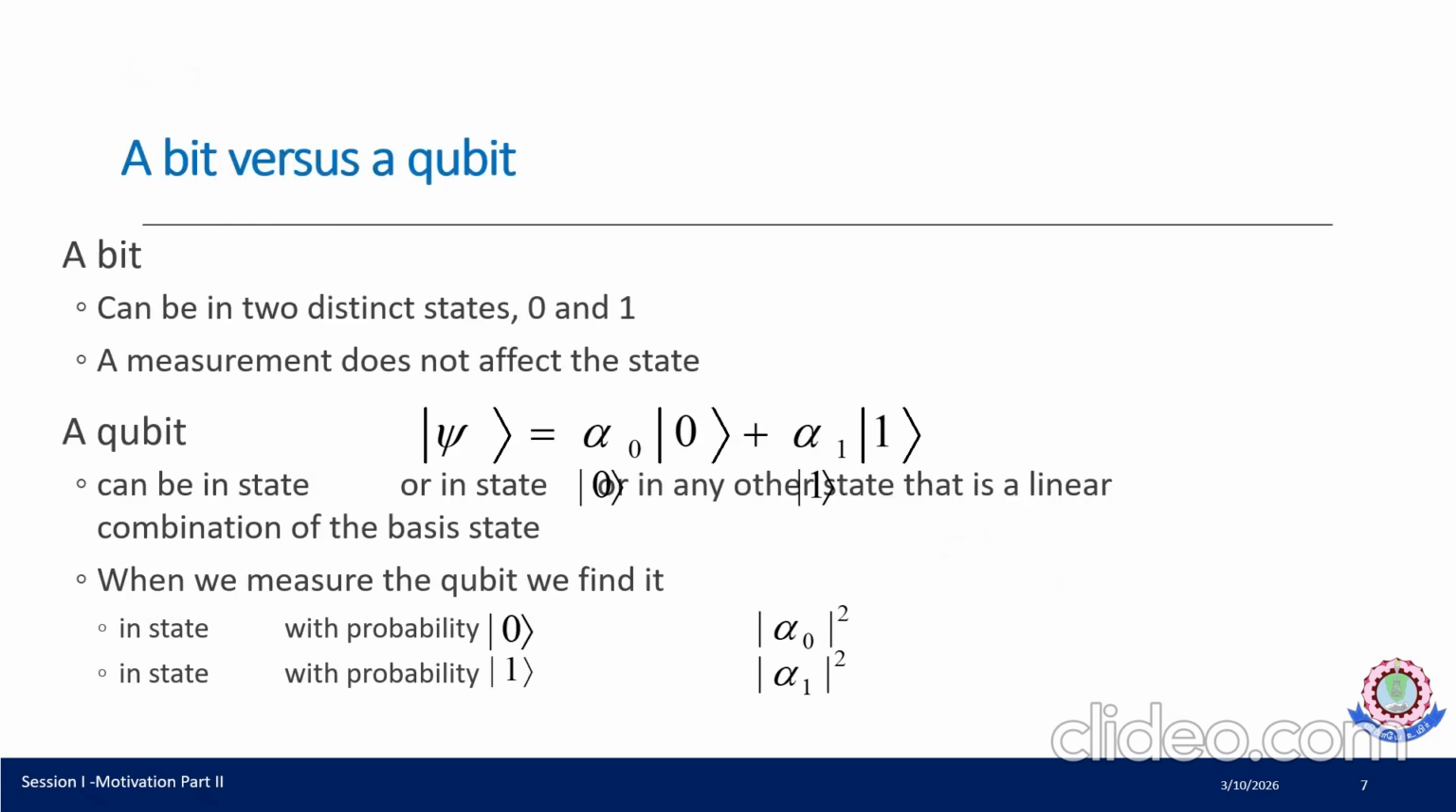A bit versus a qubit. A bit can be in two distinct states, 0 and 1. A measurement does not affect the state. A qubit can be in a state other than the basis states, as a linear combination of the basis states. When we measure the qubit, we find it in one of them, with a probability. We represent it as two cases: ket with 0 level, ket with 1 level.